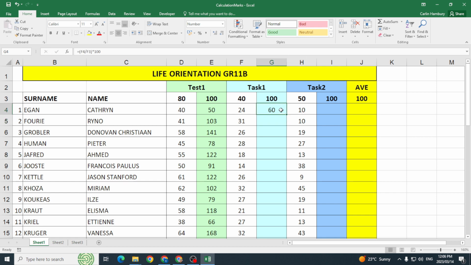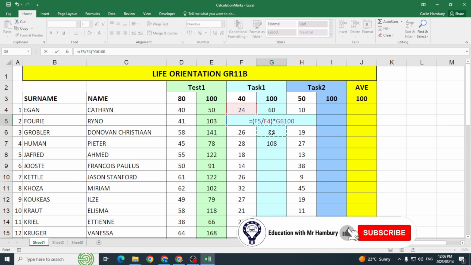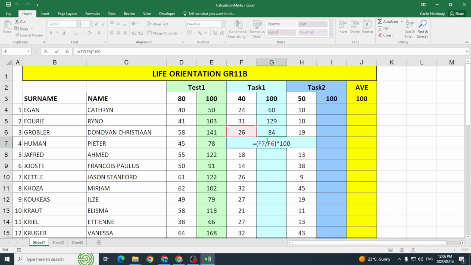Now with relative cell referencing, if you look at this, it's F4 divided by F3. If I use my autofill, what's going to happen with relative cell referencing is that it's going to change to F5, F4, F6, F5. Can you see how that's changing? That's my relative cell referencing. As I autofill, the cell references are going to change as we go down.